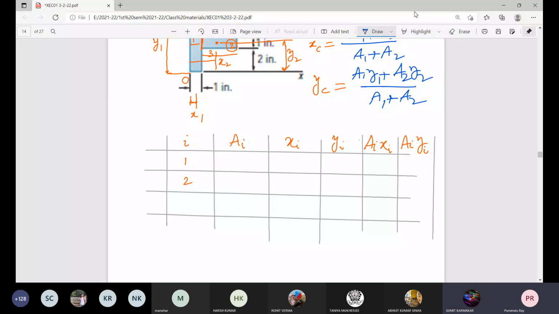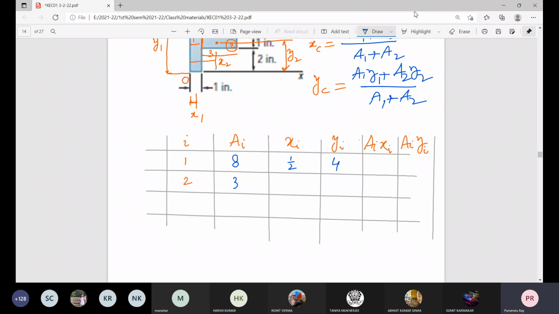What about Y1? Y1 is 4. For A2, X2 is 1 plus 3 by 2, so it is 5 by 2. And Y2 is also 5 by 2.